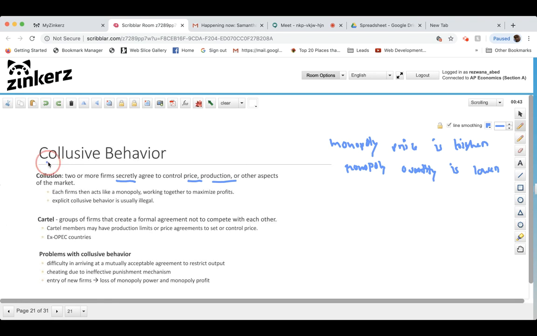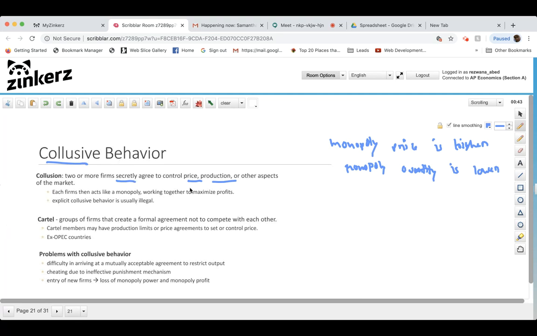If you are colluding, you are making formal agreements that we're going to do the same thing. We're going to charge this price, you're going to produce this much, I'm going to produce this much, and if it's only the two of us, then people really don't have a choice but to buy from both of us. So they can behave as inefficiently as a monopoly by colluding.